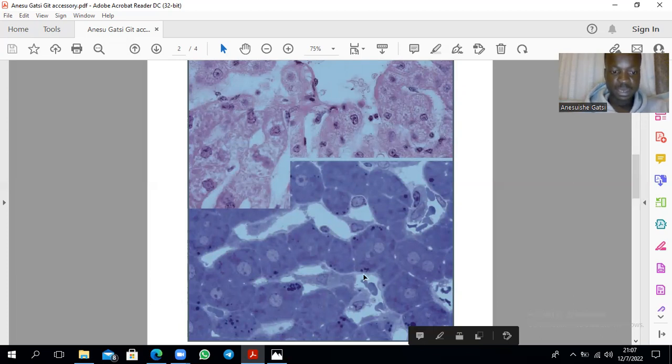Right. Then if you look at these granules, these are lipid droplets now within the hepatocytes. Right. So all these, they are lipid droplets. Then what else can we see here? That's another sinusoid. Right.